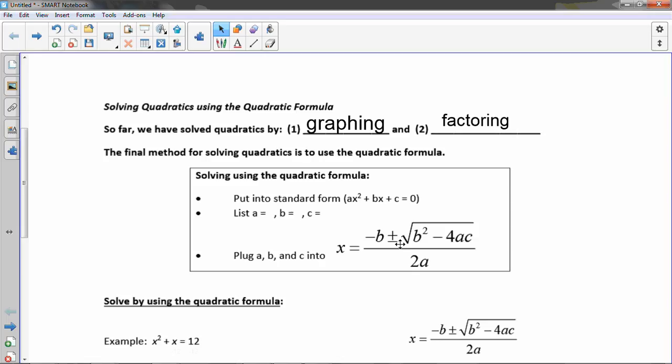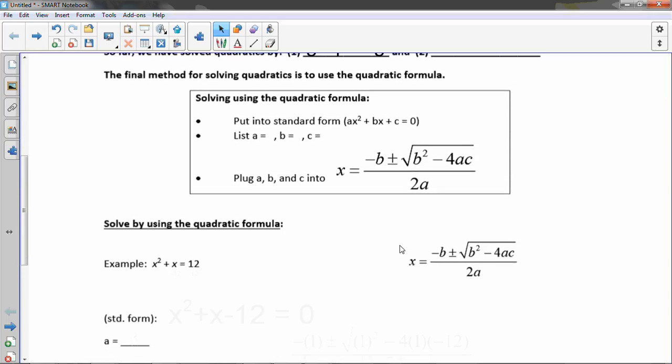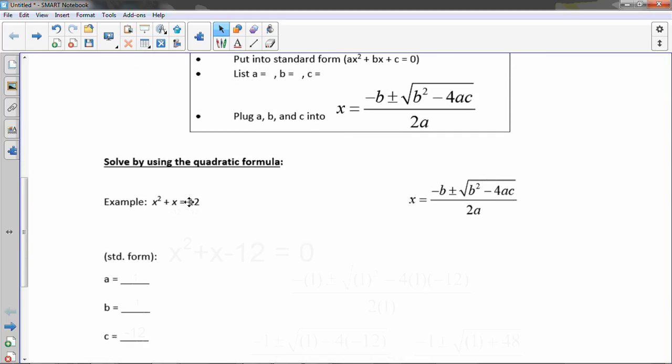Okay? Now, the worst case scenario, a zero solution, would look like when you have a negative under the radical. One solution would just be when you do a plus and minus, you get the same thing. Okay? So, example 1. We have this.